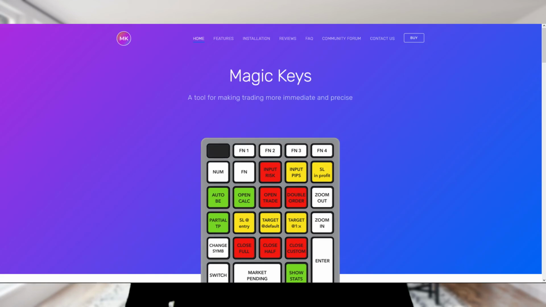The next one is actually a physical product, and it's called Magic Keys. What it does is it's an easy way to automate your position sizing and the way that you enter and exit trades. Again, I haven't used it before, but I do know a trader that has been using it for a while, and yeah, he loves it.